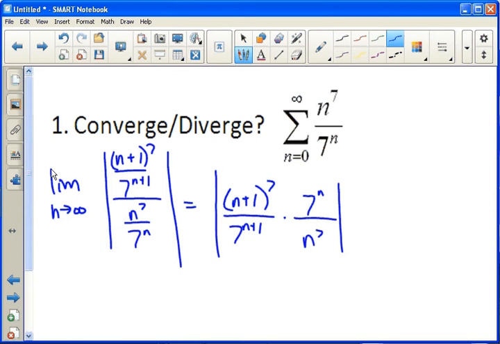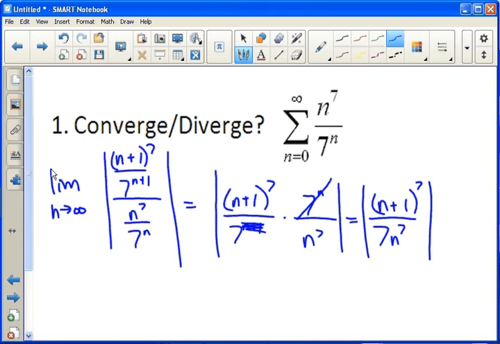N plus 1 and n don't cancel out, they're not the same, but we can cancel out all the 7's except for one of them on the bottom. Because we had 7 to the n plus 1 on the bottom, 7 to the n on top, so there's 1 left on the bottom. And that leaves us with n plus 1 to the 7th over 7 n to the 7th.